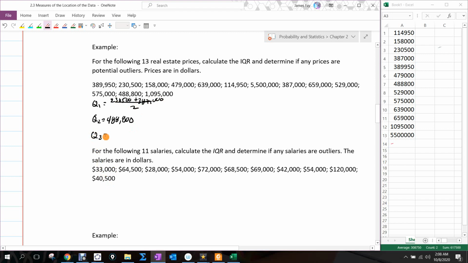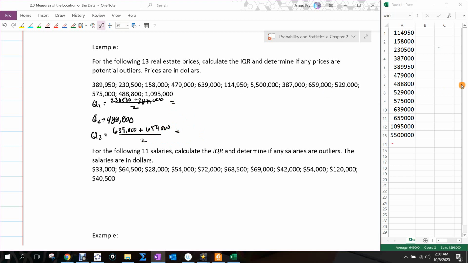Q3. Okay, so again, Q3 is going to be, this is the second half of my data. This was my median, so this is my second half. So then the median of that second half of data should be between those two. So we'll say 639 plus 659 all over 2.